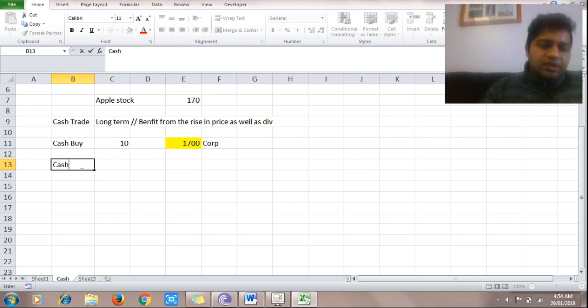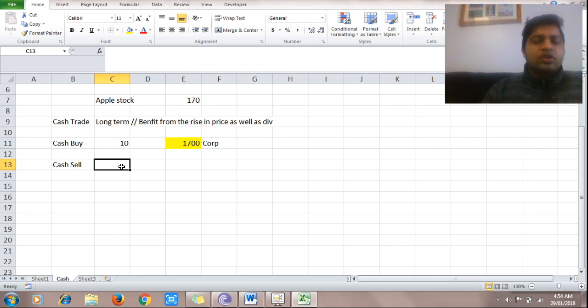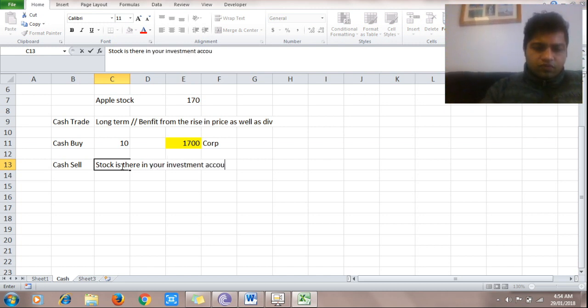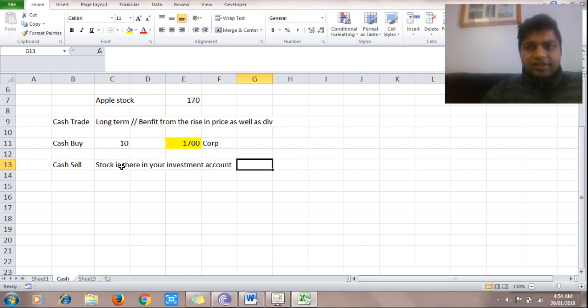What happens when you do a cash sell? When you do a cash sell, first, you should have that stock in your investment account. Only then can you do a cash sell. So you can sell the stock and get the money. So you cannot sell a stock that you do not own.